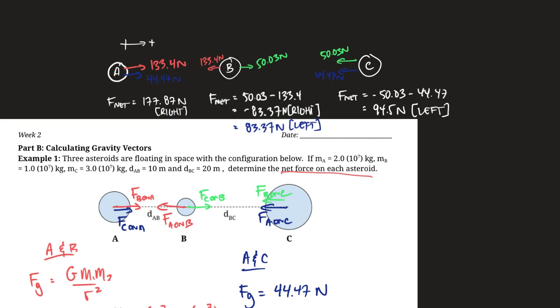So a common mistake here is when I ask you to calculate this, you forget about the fact that A and C pull on each other. You just calculate the forces between A and B and C. But remember, all of these will affect each other, not just the ones that are beside each other.